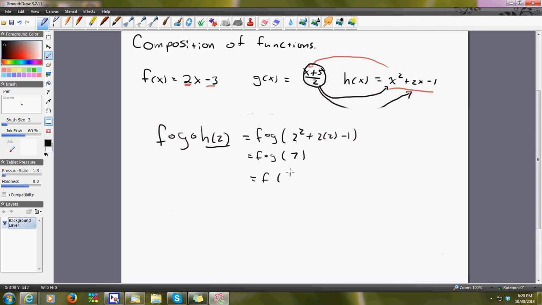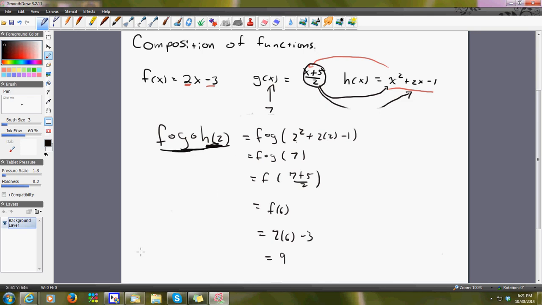And g of 7 is going to be (7 plus 5) over 2. If you're wondering where I got that, it's because I plugged 7 in for x, which means I'm going to get 7 plus 5 is 12, divided by 2 is 6. So I get f of 6. But f of 6 really means 2 times 6 minus 3, which is 12 minus 3, which is 9, and that's it. That's the composition of functions, and I hope this video was useful. Start here, move to here, and then finally end there.